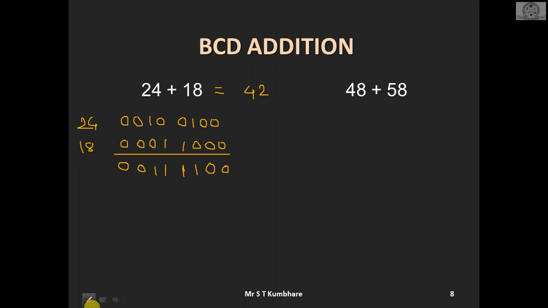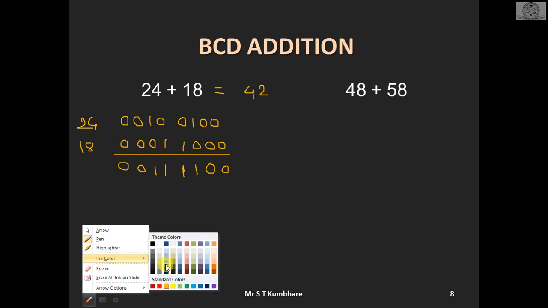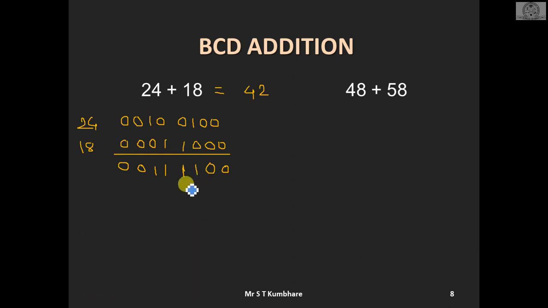So what do we have to do? We have to add 6 to this, so 0, 1, 1, 0. We have to perform addition. After addition, what will you get? 0 plus 0 is 0. Why 6? That we have already discussed, because we have 6 invalid BCD codes. That's why you have to add 6.